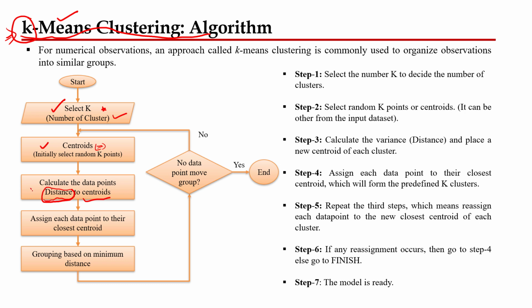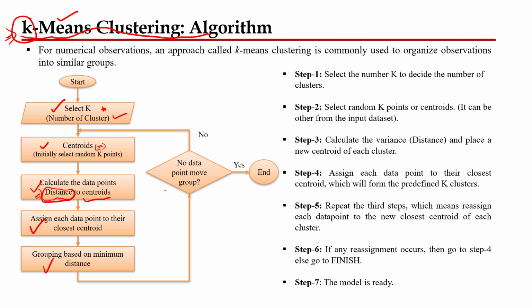Once we have calculated the distance from every data point to the center points, we are going to assign that data point to the cluster 1, or the cluster 2, or the cluster 3, and so on. Based on what? Based on the smaller distance. We compare the data point with the center points. The data point having the smaller distance to a particular center point belongs to that particular cluster. So as I mentioned, we are grouping based on the minimum distance.